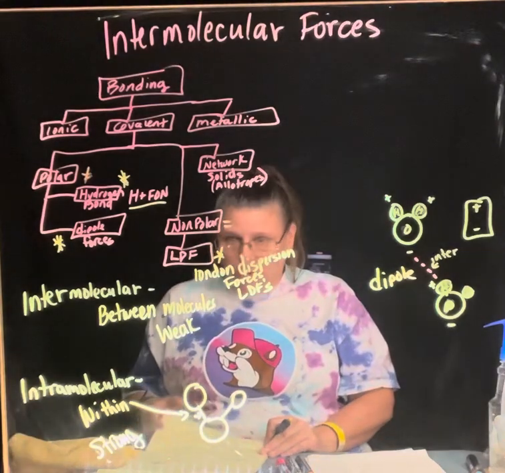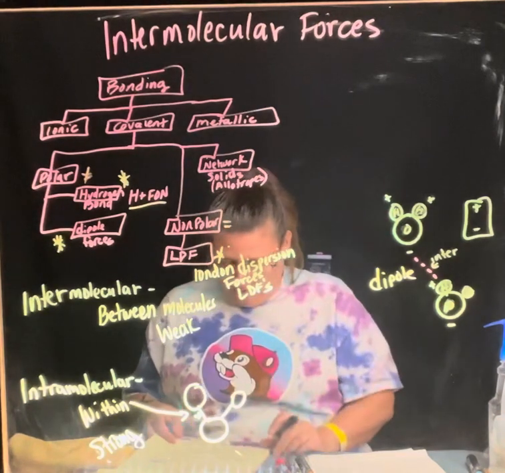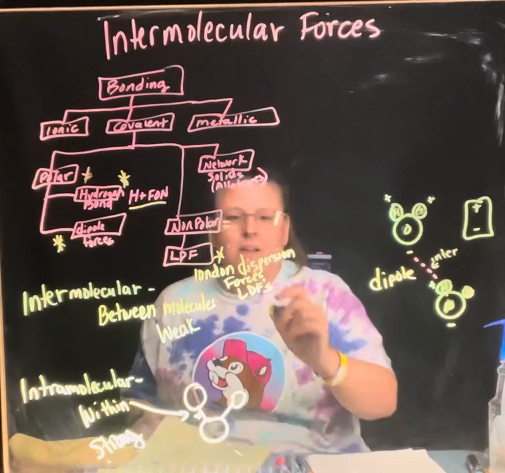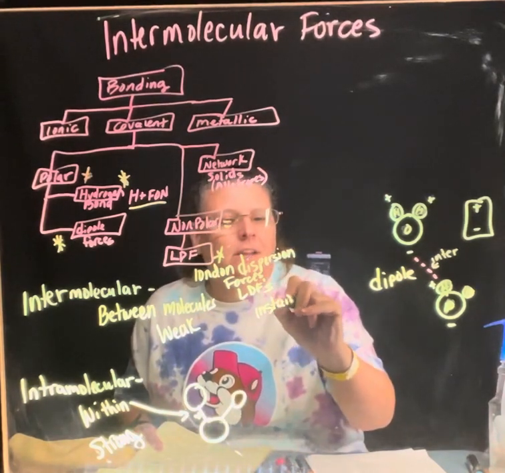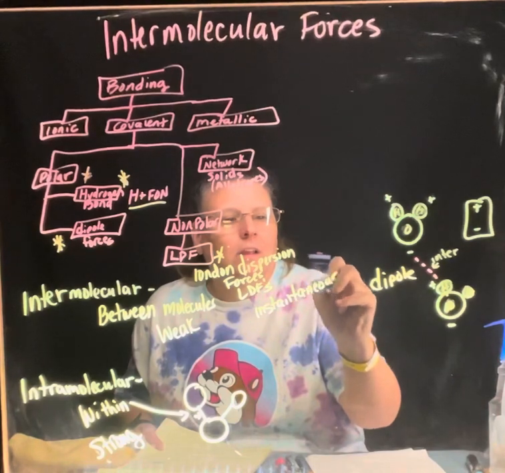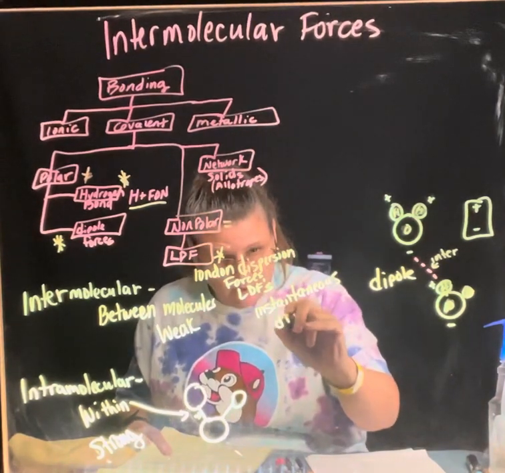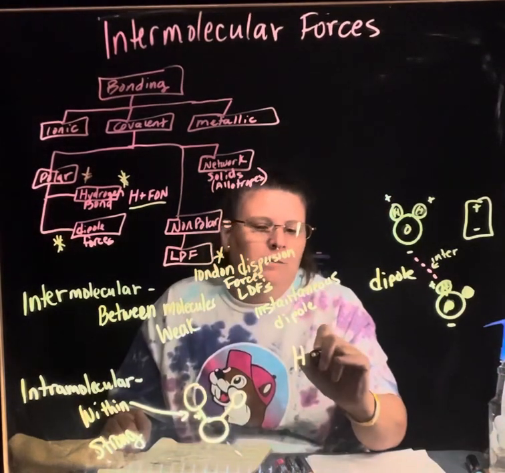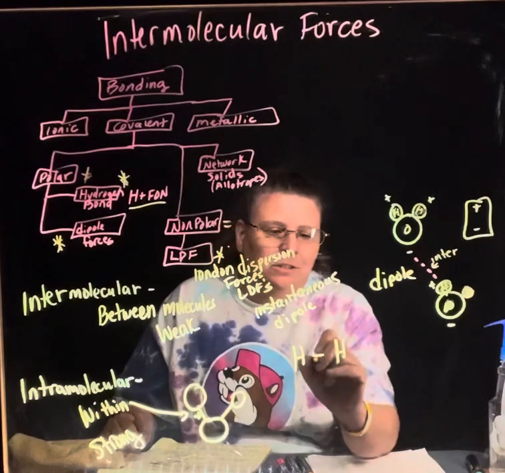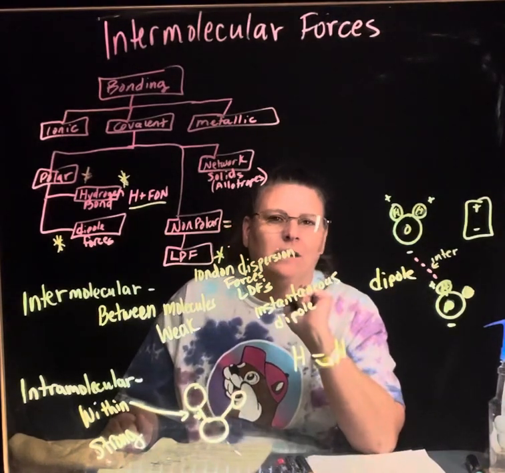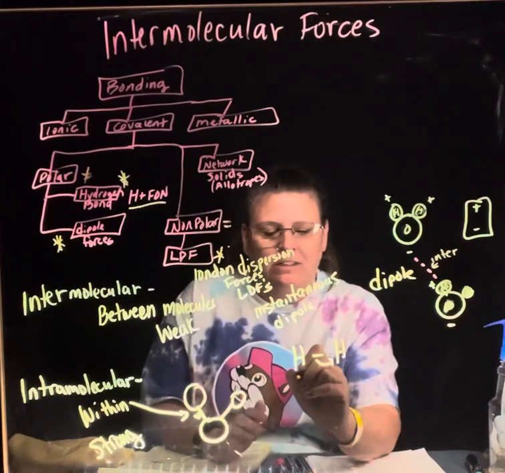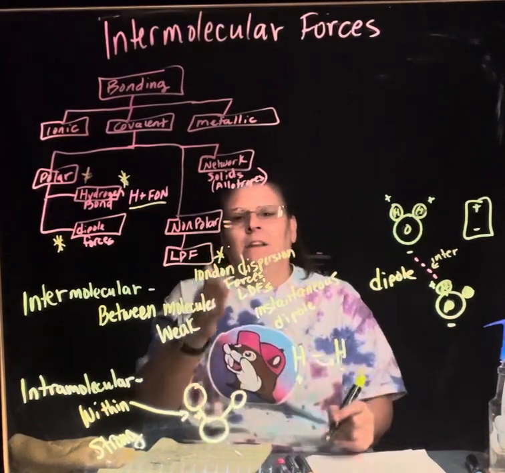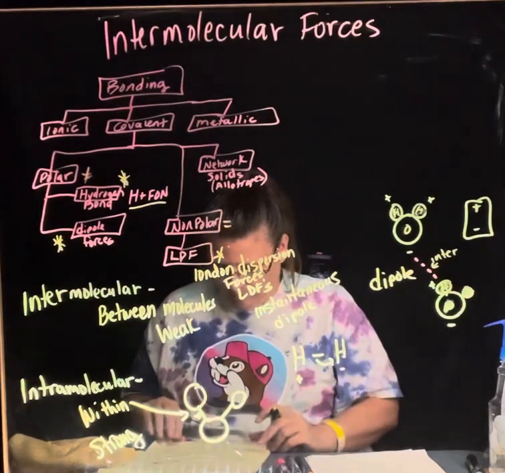Then we have London dispersion forces. This is the last one. These are between atoms and molecules caused by instantaneous dipoles. That means that sometimes, like we have a hydrogen with another hydrogen, these electrons spend more time over here and cause this to have a slightly positive and this to have a slightly negative for an instant. And these are London dispersion forces, and they're kind of that idea there.